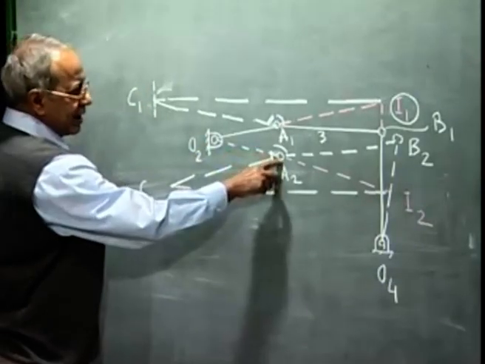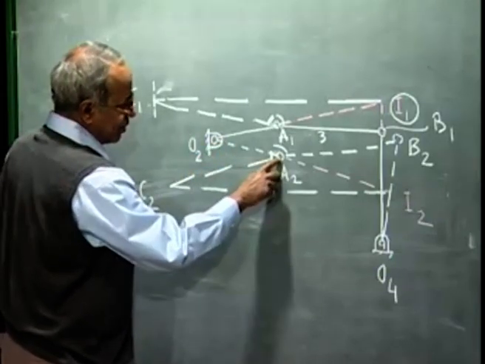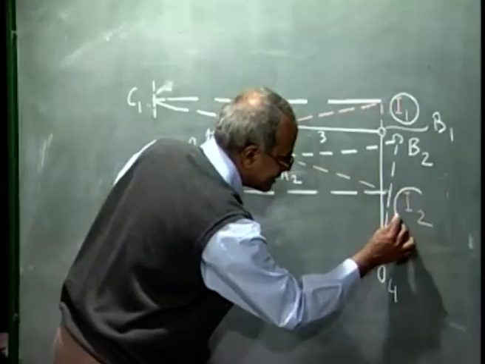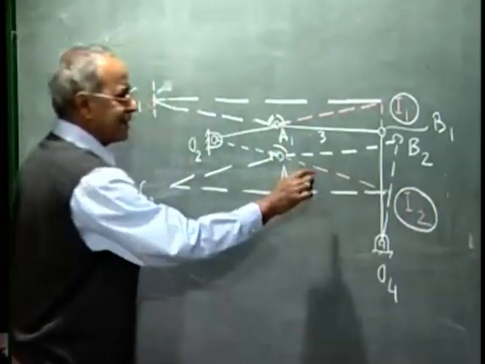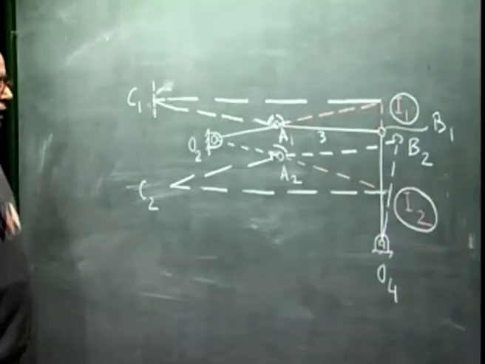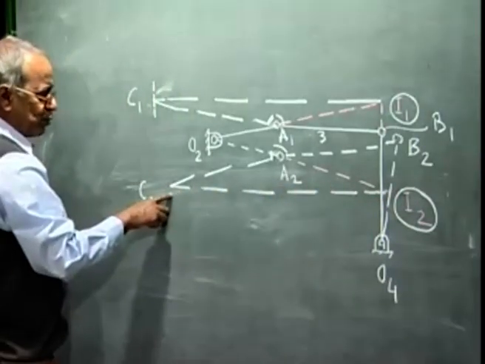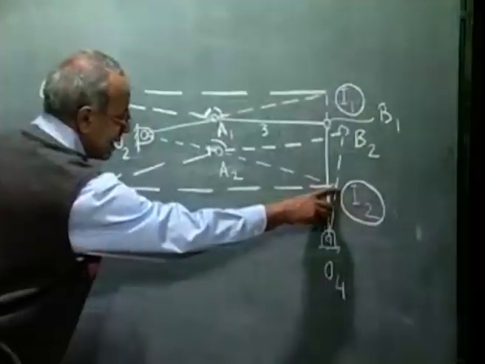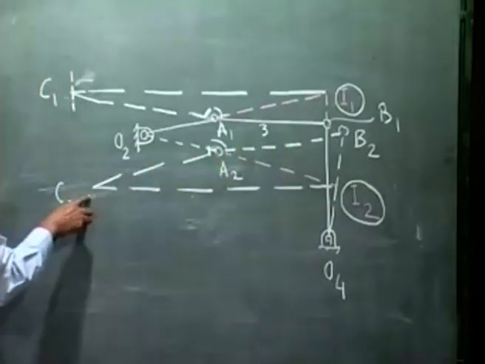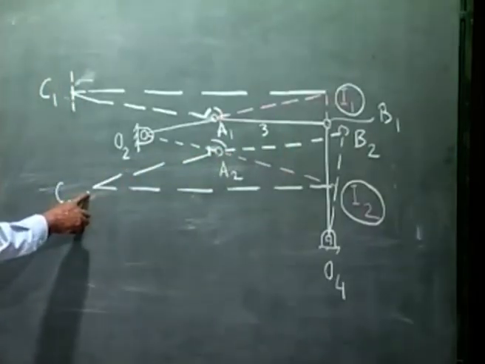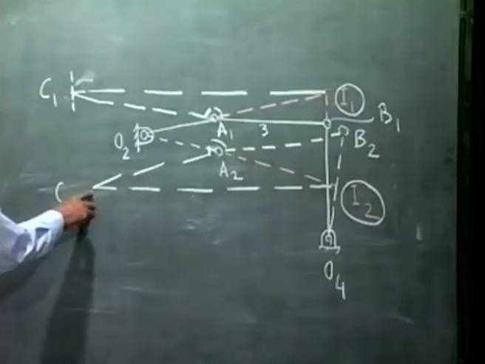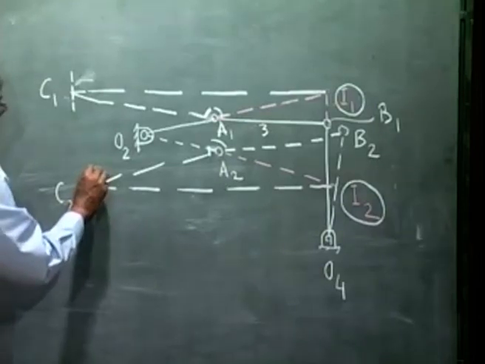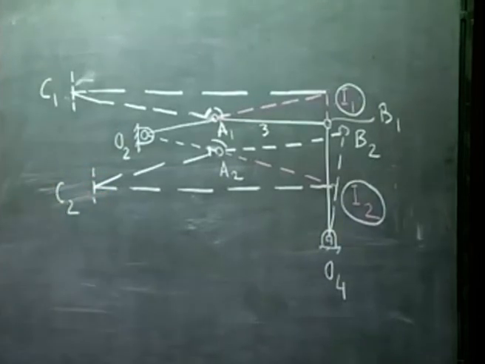Now in the second configuration, I again locate the extension of O2A2 and the intersection of O4B2, which gives me the instantaneous center of the coupler I2 at the second configuration. Now I draw a horizontal line through I2 and extend the coupler AB such that these two lines, this horizontal line through I2 and the extension of the coupler, meet at the point C2. So at this second configuration, the velocity of the point C2 is perpendicular to I2C2. That means the path of C2 is a vertical straight line.